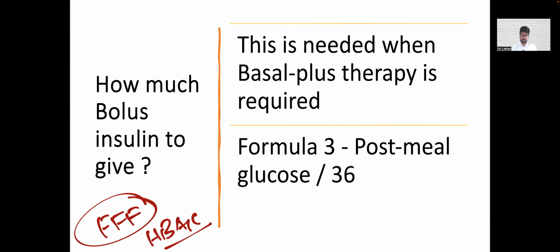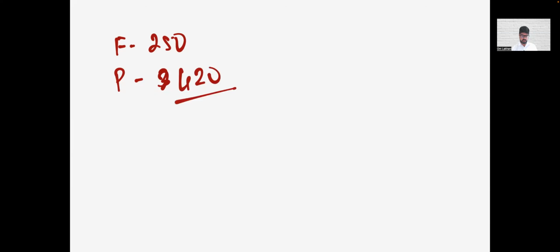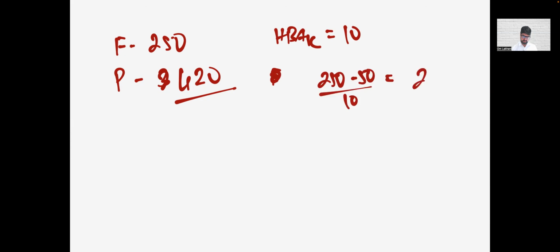And this is where the formula comes, which is very simple: post meal glucose divided by 36. Okay, so let me give you an example of this entire thing. So let's say my patient has a fasting sugar of 250. His post meal sugar is, let's say, 420 to start with. And HbA1c was somewhere around, let's say, 10. It might be more, but let's say. So we started the patient with the Holman-Turner formula. So 250 minus 50 divided by 10 is equal to 20 units. So we started the patient on 20 units of basal insulin.